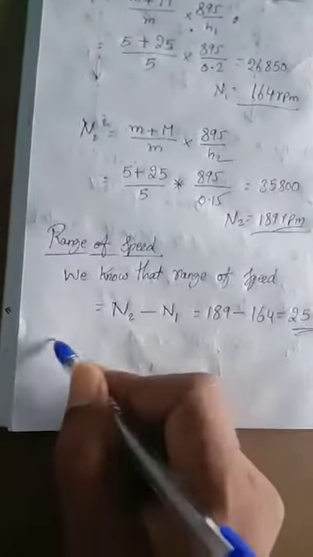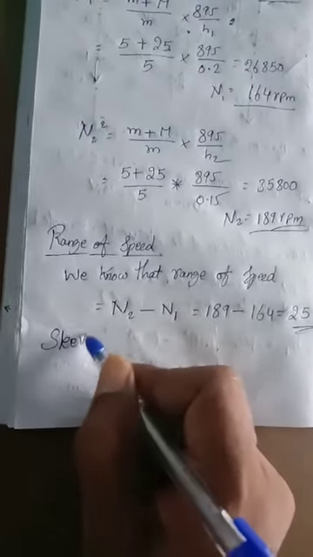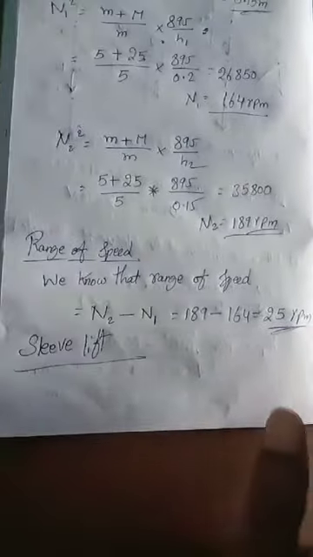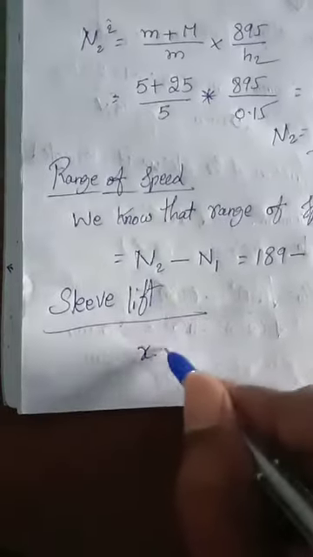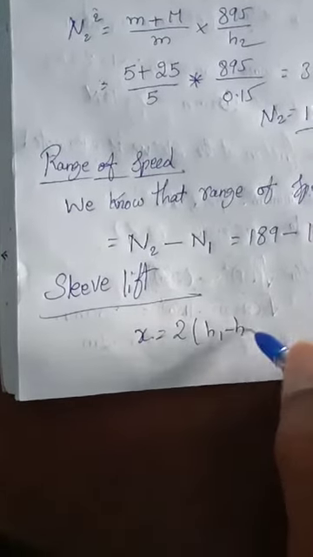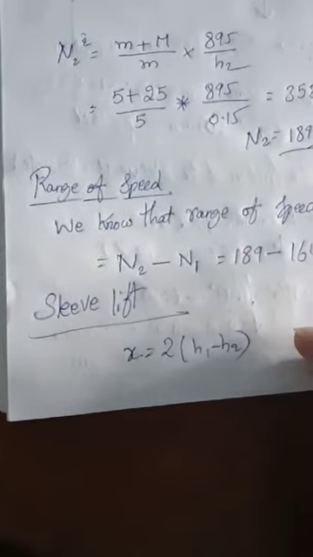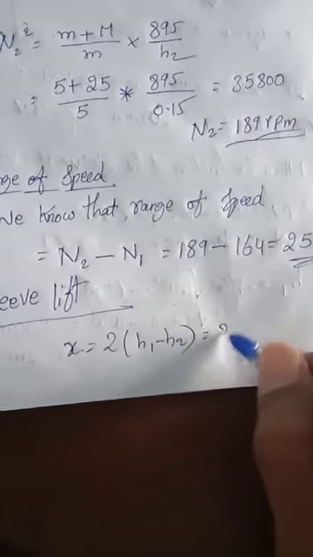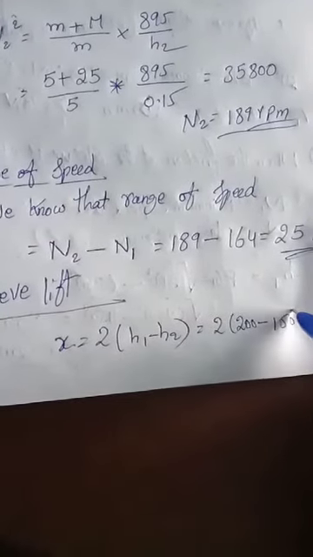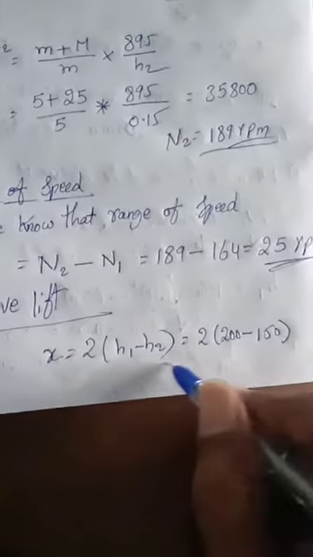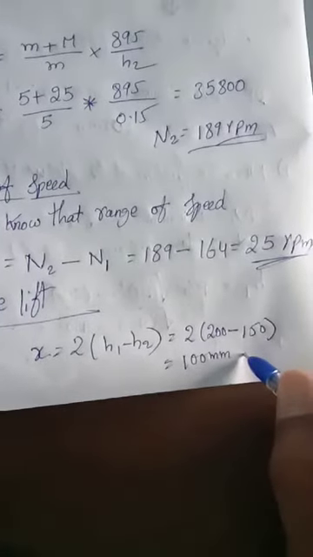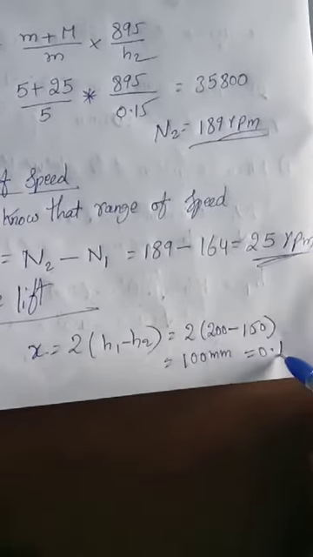And now we are going to see the sleeve lift, the X value we need to find here. Now X is equal to 2 into (h1 minus h2), and that is equal to 2 into (200 minus 150), so that is given from here 100 mm, so that is 0.1 meter.